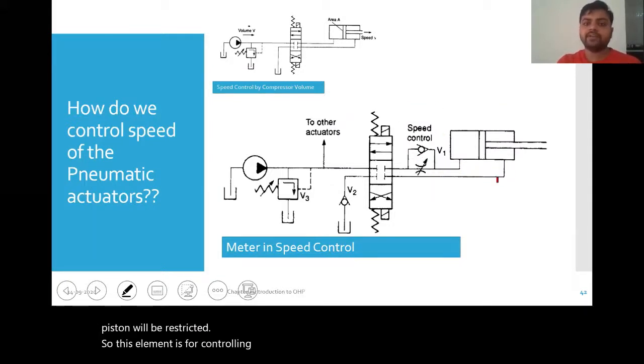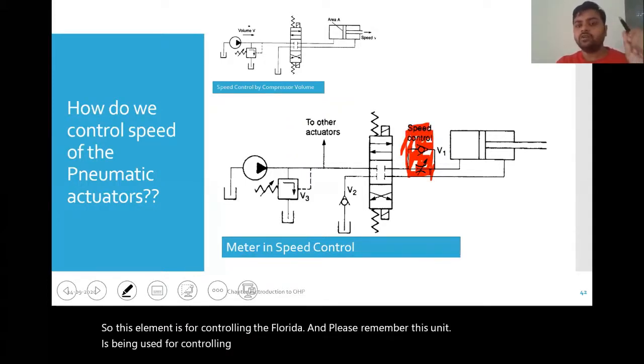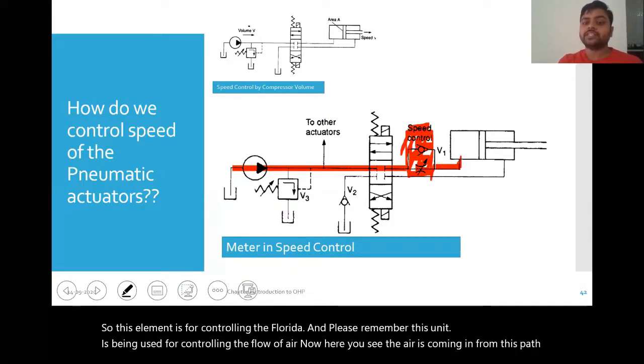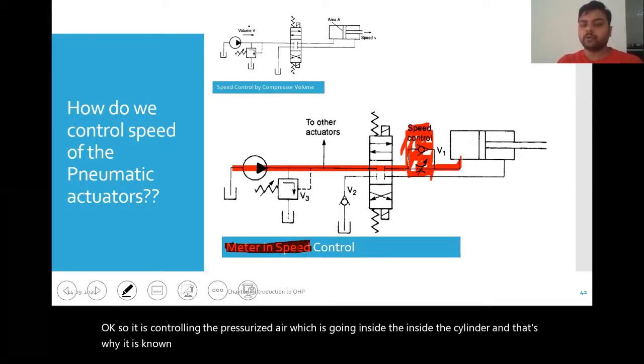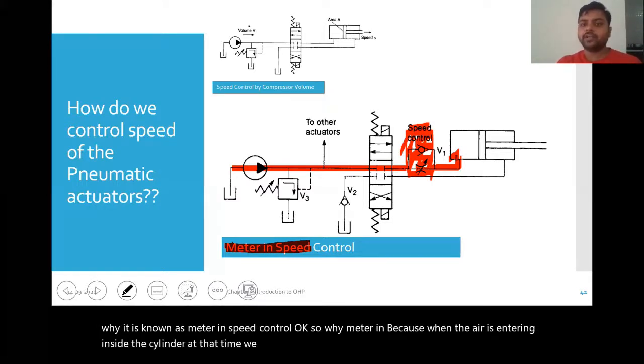And please remember, this unit is used for controlling the flow of air. Here you see the air is coming in from this path. It is controlling the pressurized air which goes inside the cylinder, and that's why it is known as meter-in speed control. So why meter-in? Because when the air is entering the cylinder, at that time we are controlling the flow rate, and that is why it is a meter-in speed control.